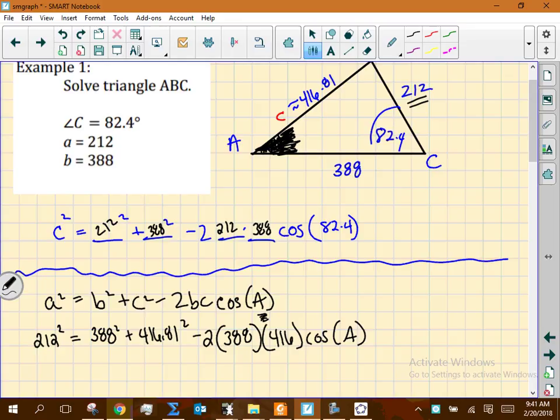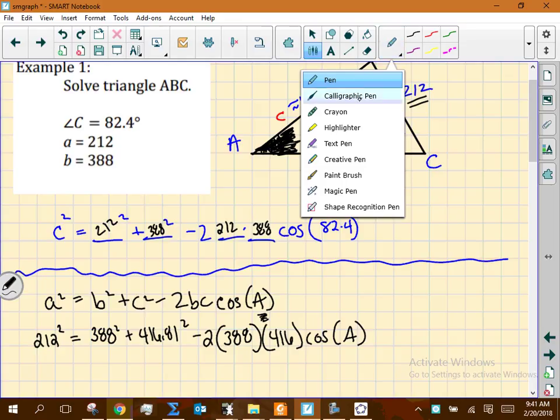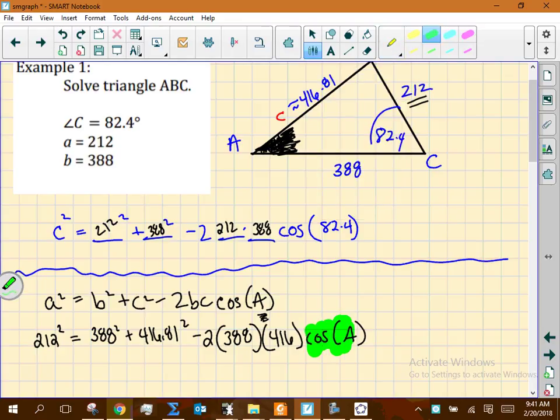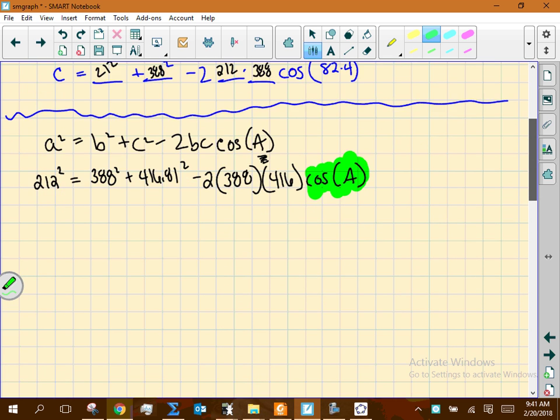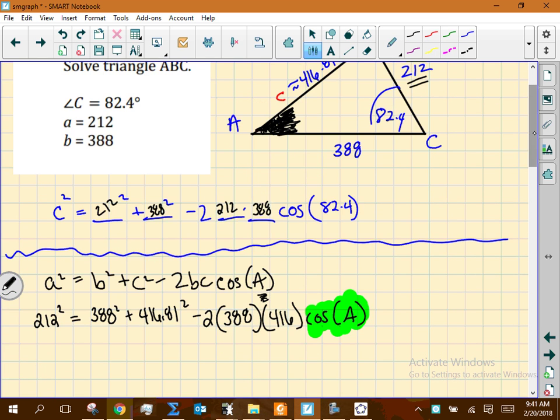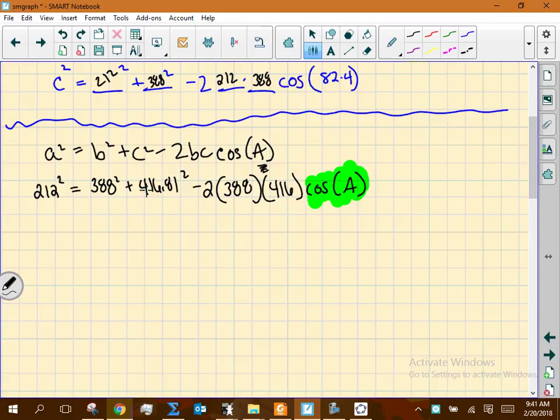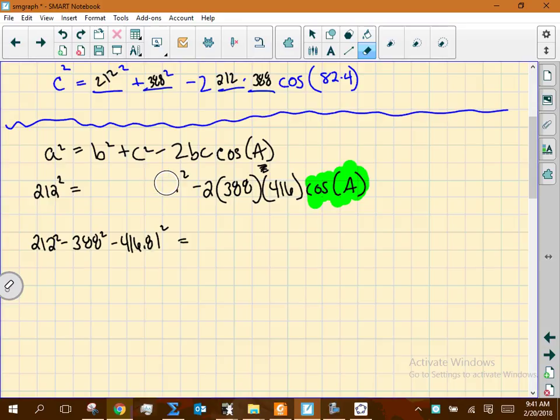Now that's kind of ugly, and it doesn't have A solved for, right? We've got to isolate A. So let's try to get this thing by itself first. So in doing that, I've got to move over the components that are being added together, right? So I'm going to get 212 squared minus 388 squared minus 416.81 squared. That will then give me ultimately something that looks like that, right? Does that make sense?